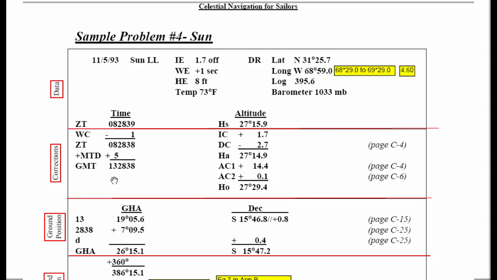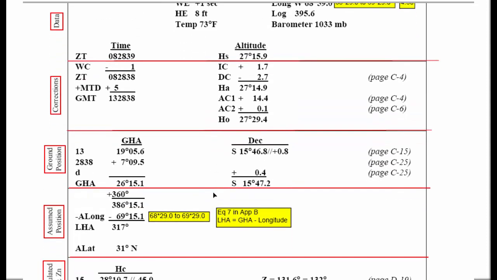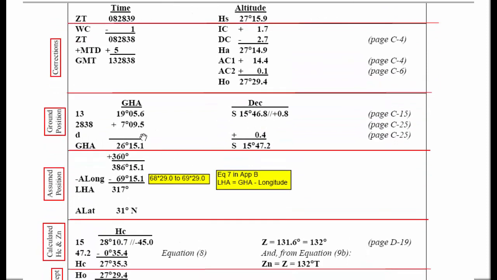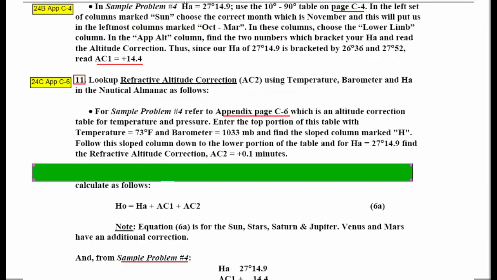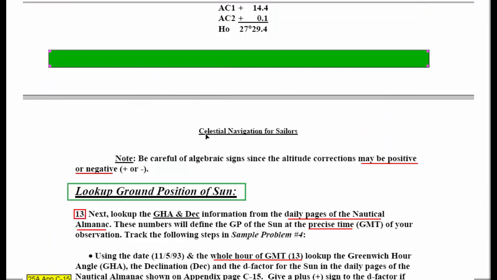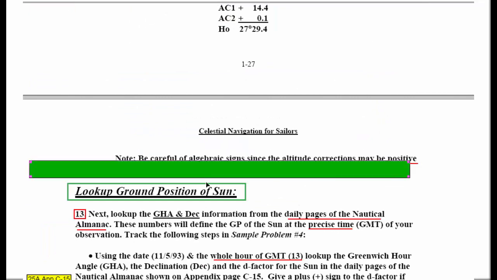So now we have a corrected Greenwich time and a corrected altitude for the sun. So now let's go to the next section, which is the ground position of the sun. And that's measured in 2 dimensions, GHA and declination. So let's see what the text is saying about this. And this says, look up ground position.